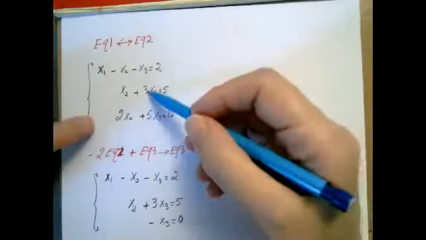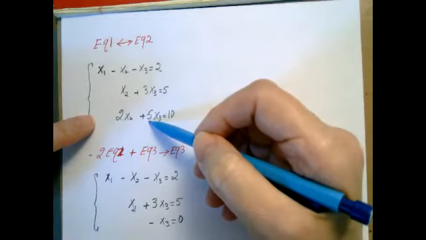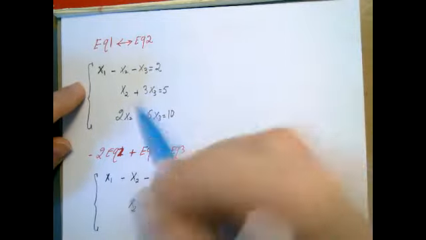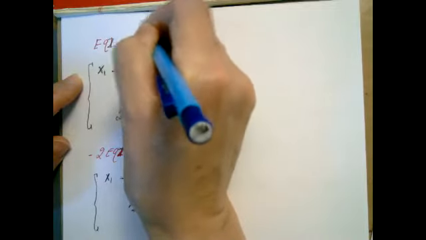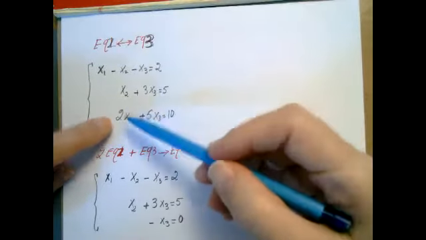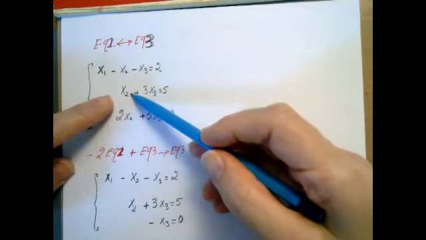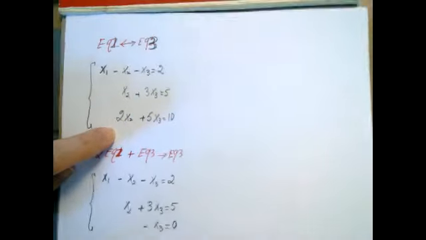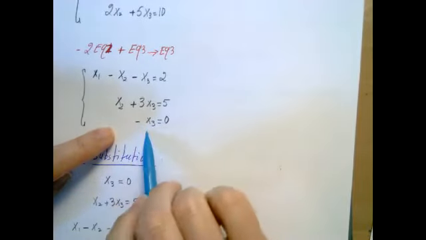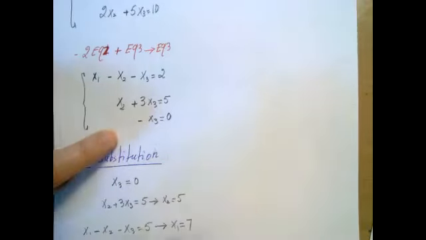The way we did it was we first flipped equation 2 and equation 3. And then we wanted to eliminate this x2, so we multiplied by -2 and eliminated the x2. Once we reached that, we hit a very easy system. That's the system we reached.